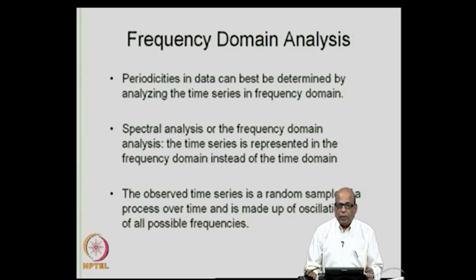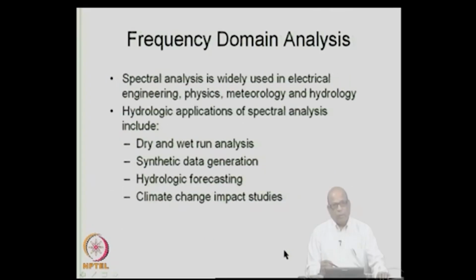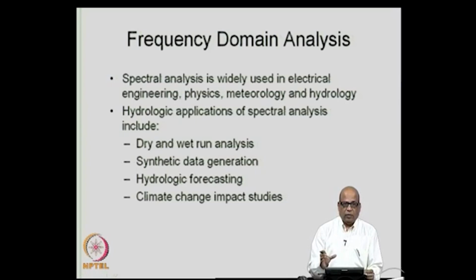The basic premise, or the basic hypothesis, with which we start is that the observed time series is a random sample of a process over time and is made up of oscillations of all possible frequencies. This is the basic premise on which the frequency domain analysis is based. We look at the time series as consisting of several frequencies, and then we look at which of these frequencies are dominant in the observed time series.